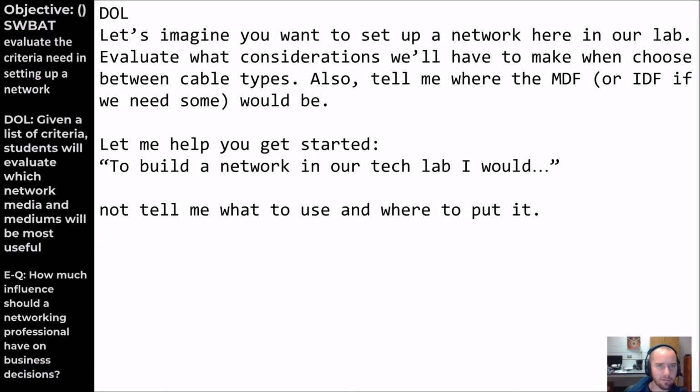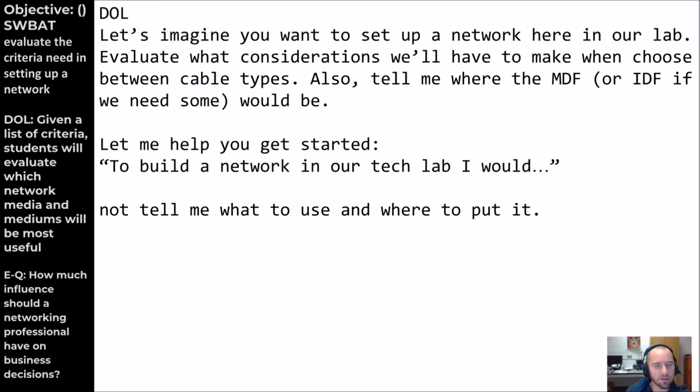For a DOL, let's imagine you want to set up a network here in our lab. Evaluate what considerations we'll have to make when we choose between cable types right out here in the lab, and also tell me where the MDF or IDF, if we need some, would be. Very creative lesson. If you want to do it on a piece of paper and hand it to me, that'll be fine. Obviously, if you're not in my class, you might want to skip this DOL today, but let me help you get started.